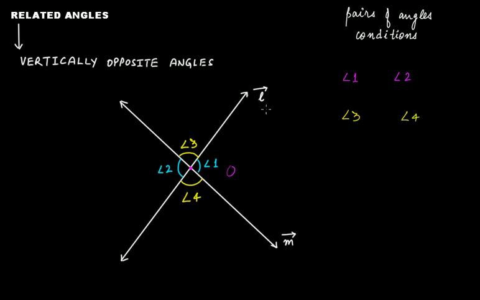This pair of angles and this pair of angles are vertically opposite angles, and they are formed when two lines intersect each other. So this pair is vertically opposite angles, and this pair is also vertically opposite angles. The most important thing is that angle 4 and angle 3, that is this angle and this angle, will be equal. The vertically opposite angles will always be equal. The measure will always be equal. And angle 1 is equal to angle 2. Even in this case, vertically opposite angles are always equal.